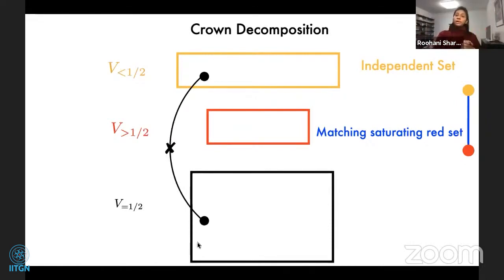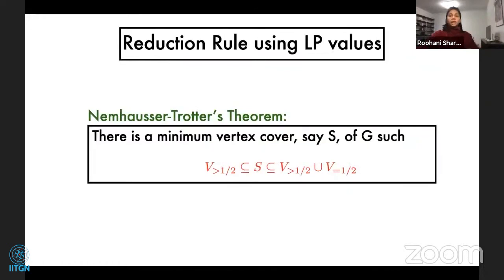And now, since we've already discussed that in a crown decomposition, we can safely pick these vertices in the solution. We pick these vertices in the solution, and there is a reduction rule. This set of reduction rules, this kind of a crown decomposition, was given by Nemhauser and Trotter. Because of them, we can get a crown decomposition like this and then apply this reduction rule.